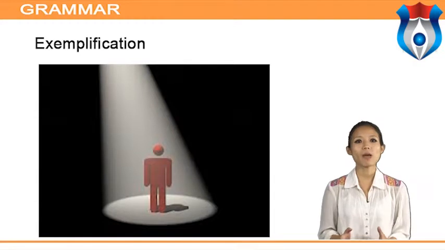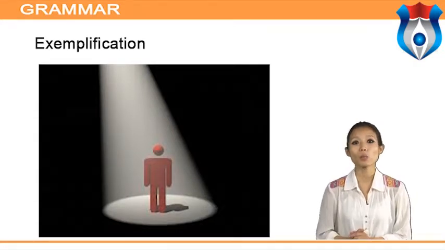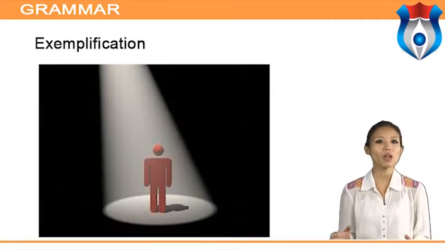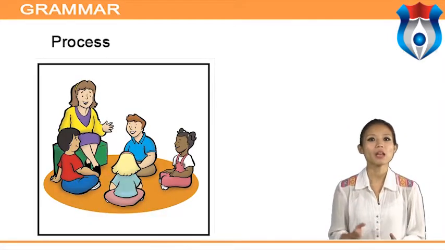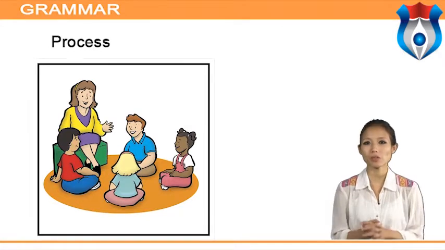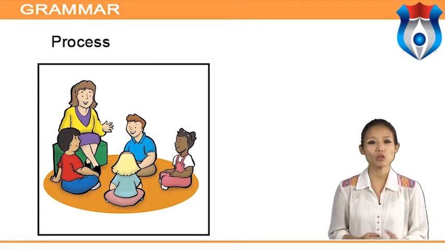Exemplification. This pattern uses examples to support one topic sentence and is useful when our most convincing support is a number of pertinent examples. Process. It is usually used to explain a process or how to do something. It uses transitions of enumeration and or time.